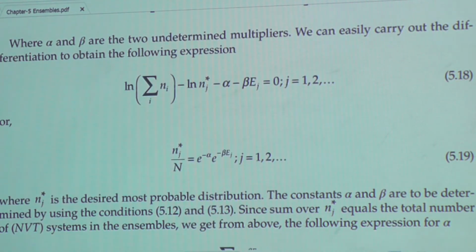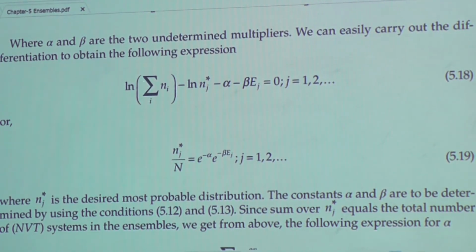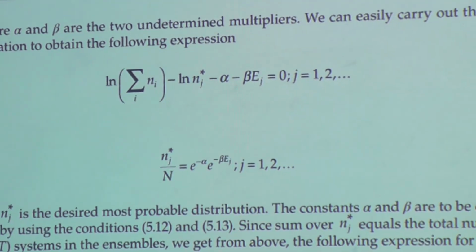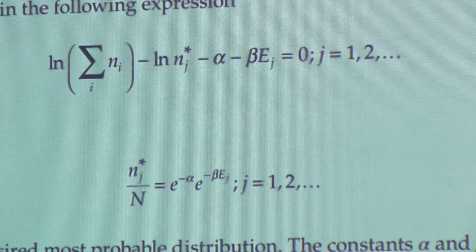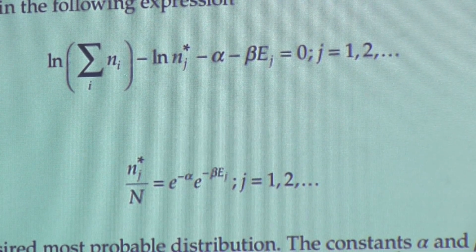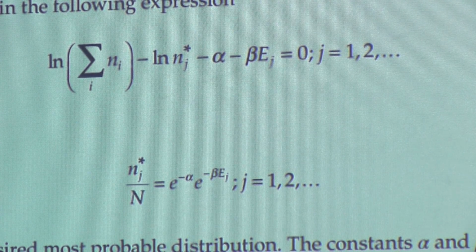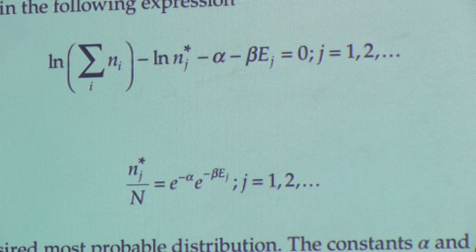Okay. If I do this now I can solve this. This quantity, what is this quantity? This is just the total number of particles in the system, the total number of systems in my super system. So that becomes a normalization. Then I get e to the power minus alpha minus beta Ej. So I have not determined anything yet.